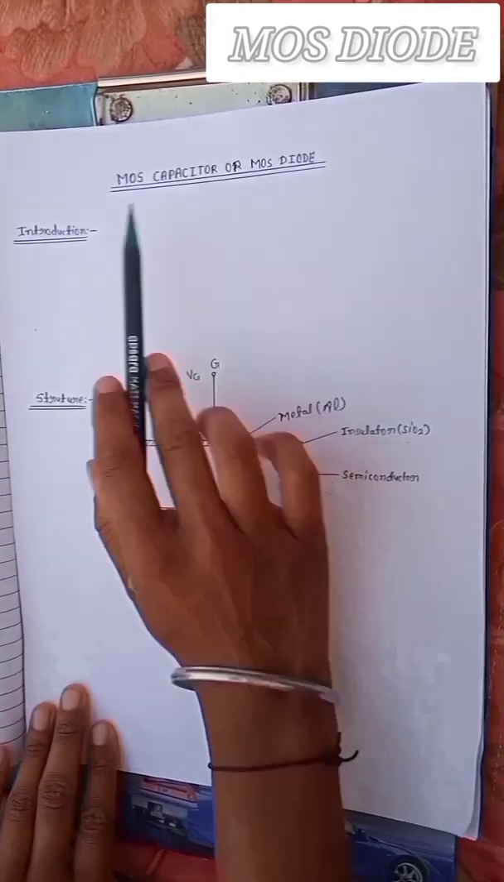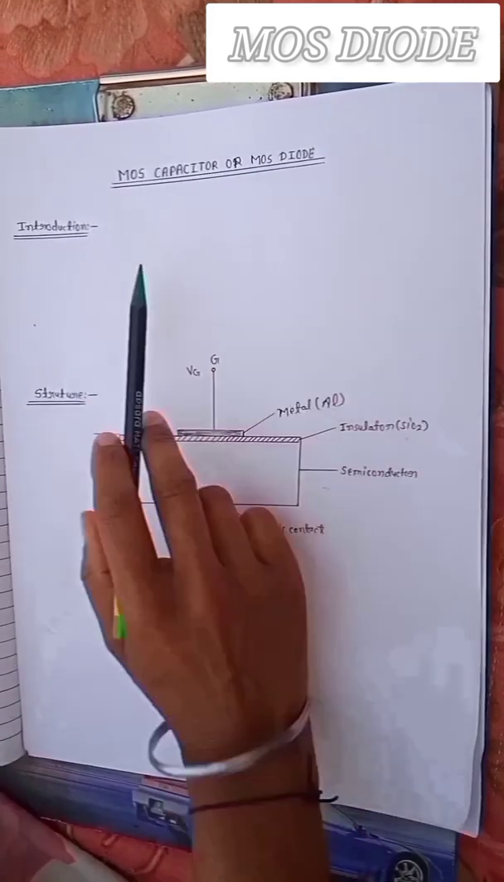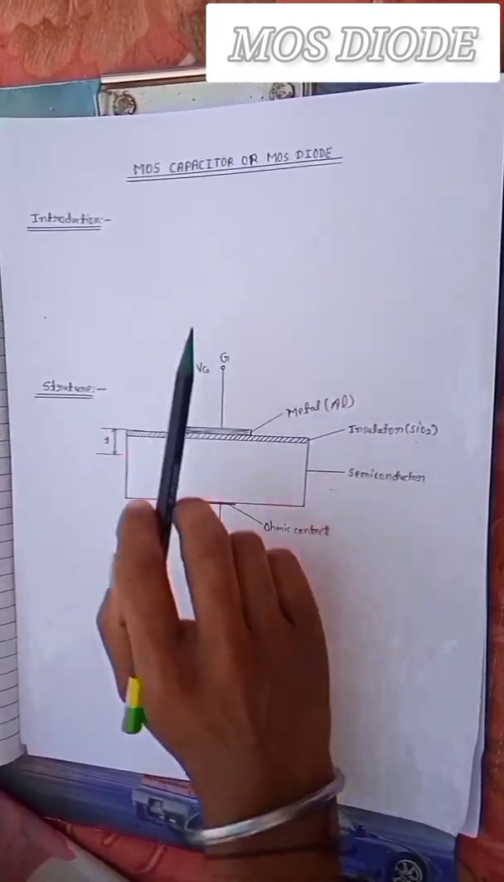My seminar topic is MOS capacitor or MOS diode. The full form of MOS is metal oxide semiconductor.